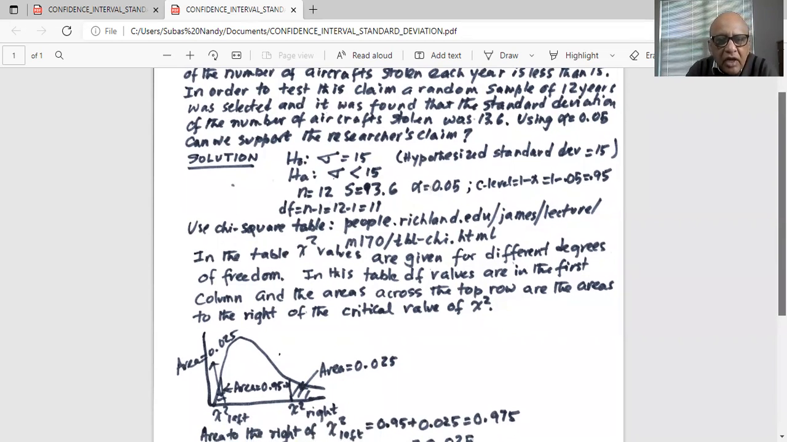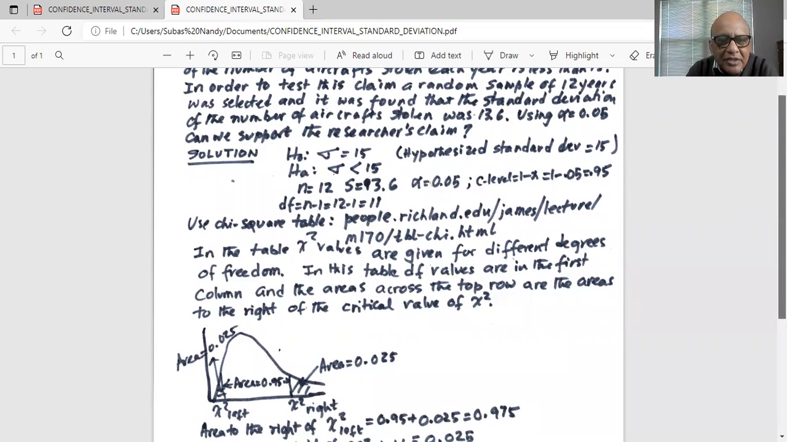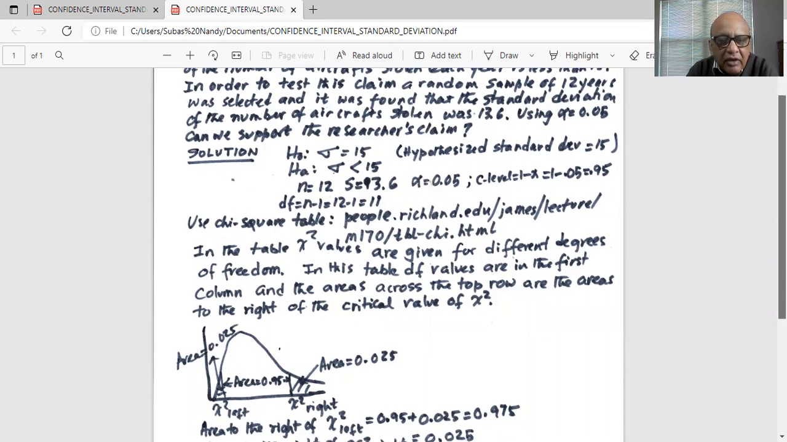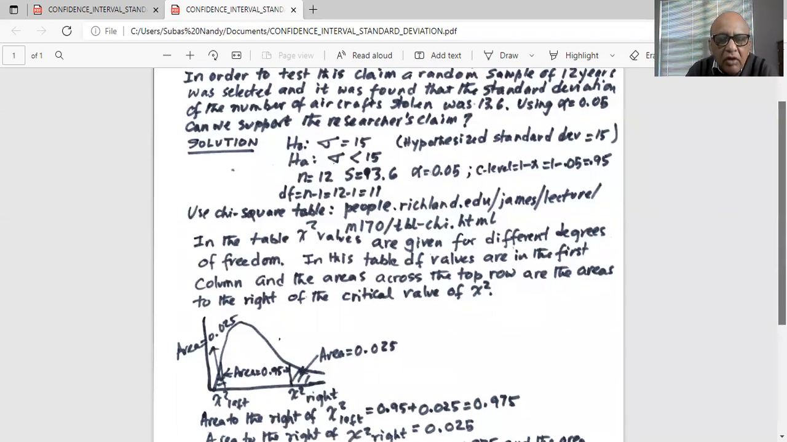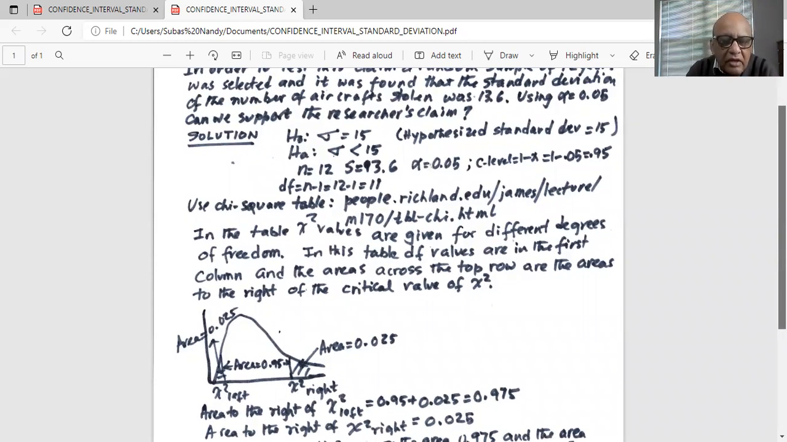In the table, chi-square values are given for different degrees of freedom. Now, degrees of freedom, df, is sample size minus 1. n minus 1 is 12 minus 1, which is 11. In this table, df values are in the first column, and the areas across the top row are the areas to the right of the critical values of chi-square. When we want to determine the confidence interval of standard deviation, we have to use a chi-square chart, which comes from this chi-square distribution, which you see on the screen.